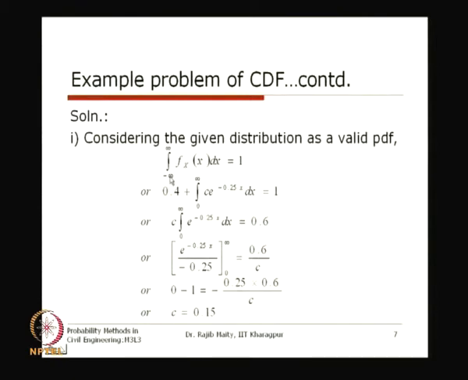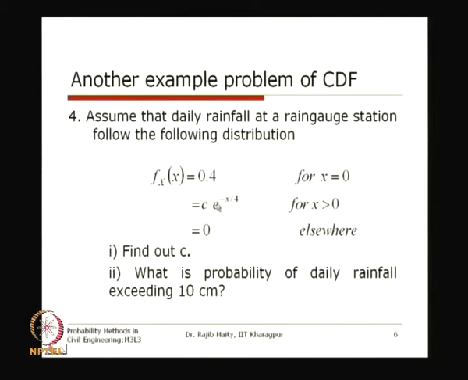Now I know that from minus infinity to less than 0, the value is obviously 0. At 0, the concentrated probability mass is 0.4, and from 0 to infinity that function we know, and the total should be equal to 1. If we do this integration and solve the equation for this one unknown, after some steps we get C equals 0.15. So the complete description of this probability distribution will be f(x) equals 0.4 for x equals 0, 0.15 e^(-x/4) for x greater than 0, and 0 elsewhere.